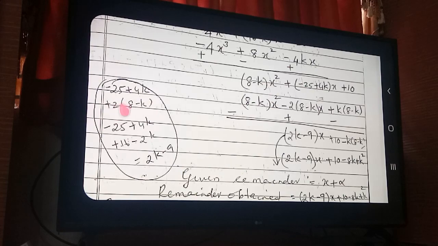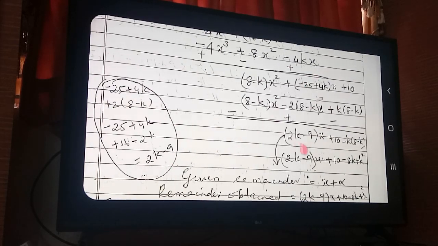So plus 2 into 8, how much will come? 16. 2 into minus k, how much will come? Minus 2k. Now this constant term, add 4k minus 2k, how much will come? 2k. Clear? And minus 25 plus 16, how much will come? Minus 9. So simplified form, what now?